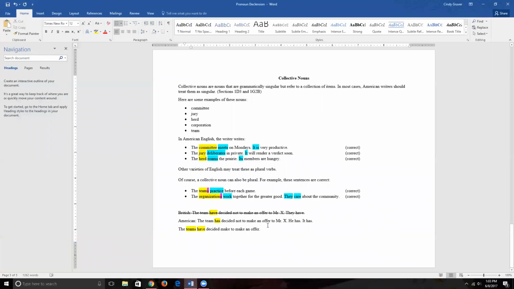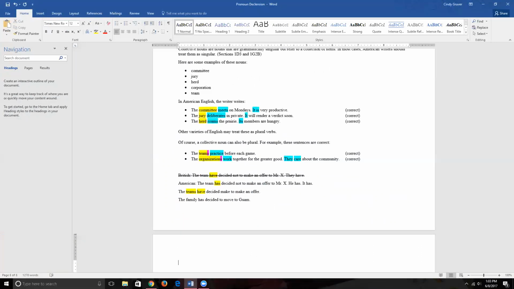Here, let me just write this. Okay. The family has decided to move to Guam. Okay, the family is being treated as a unit. It's a collective noun, meaning lots of people who are related to each other. And so because it's grammatically singular, I have chosen to use has. But let's assume that there's dissension in the family.